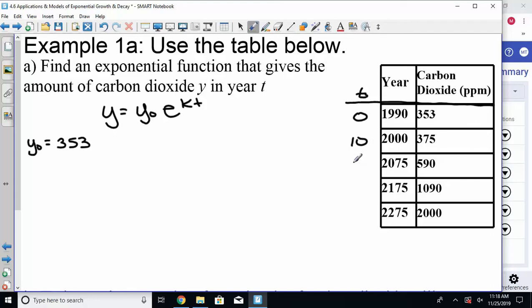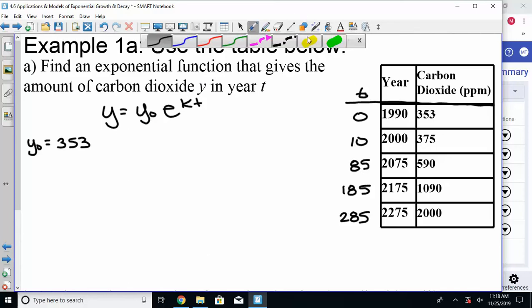2075, t is 85 because we started in 1990. 2175, and 2275. Okay. I already know my y sub 0. What I have to find, we have to know the two pieces, the k and the y sub 0. So what we're going to do to find out our k is plug one of these points in. It doesn't matter which, I'm just going to go with the final one.